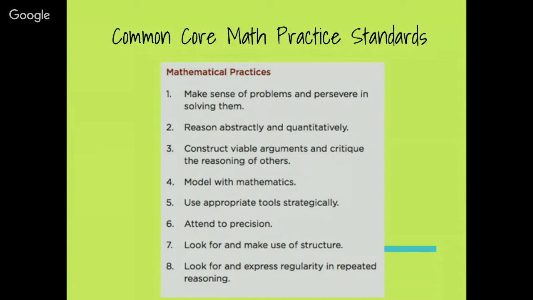Those math practice standards are: make sense of problems and persevere in solving them, reason abstractly and quantitatively, construct viable arguments and critique the reasoning of others, model with mathematics, use appropriate tools strategically, attend to precision, look for and make use of structure, and look for and express regularity in repeated reasoning. These 8 practice standards go along with all the math lessons that we teach students in K-8.